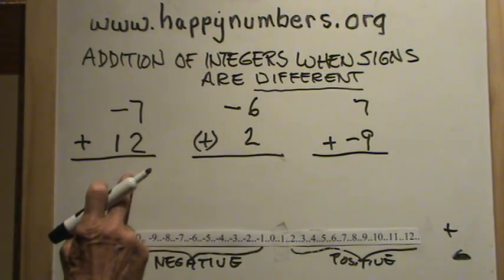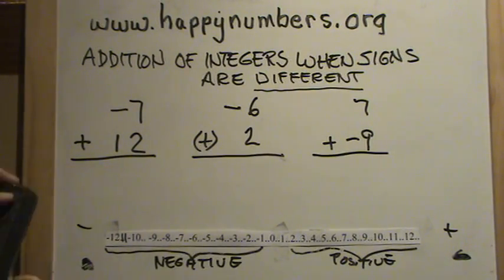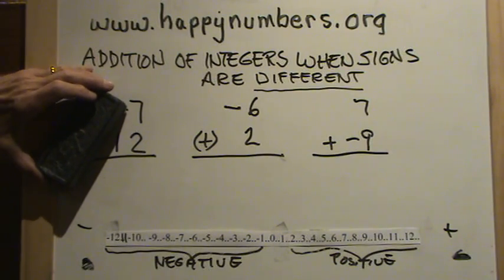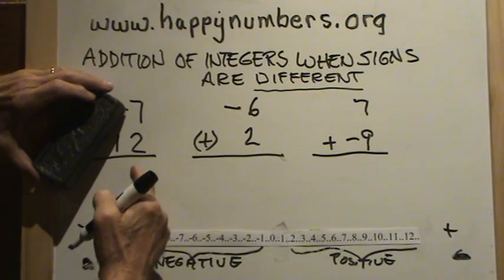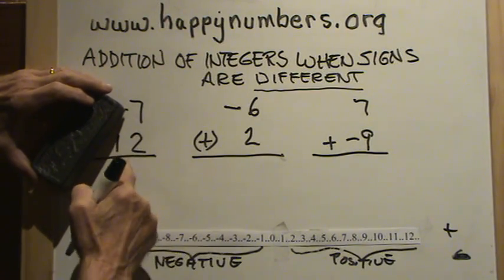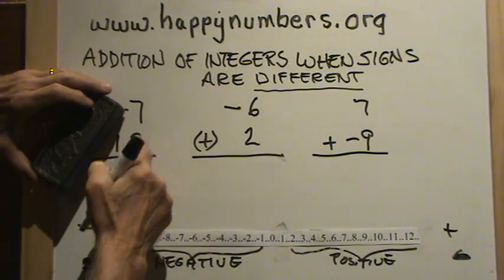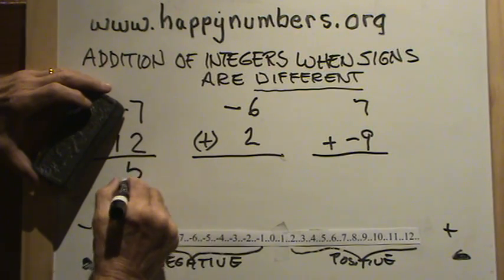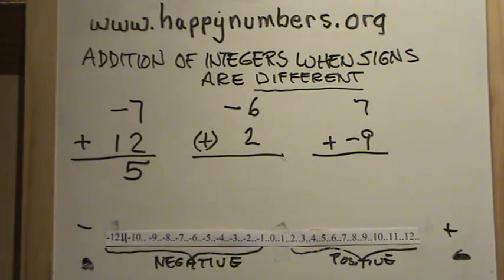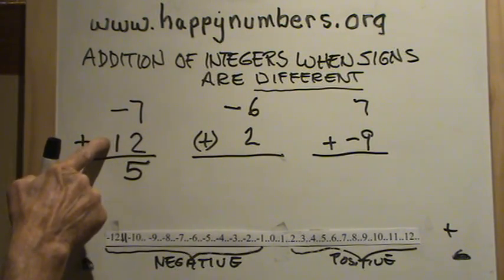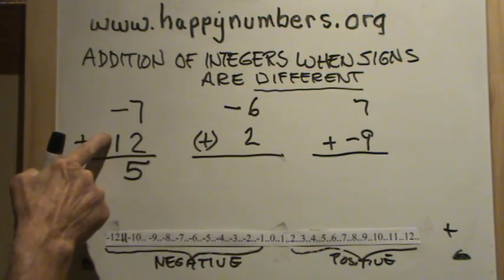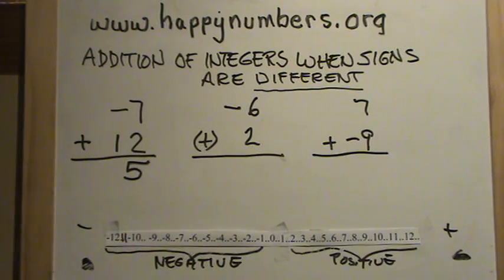Let's look at this one here. We ignore the signs. We take the smaller number from the larger number. So I'm going to take 7 away from 12. Well, if I have 12 and I take 7 away, I have 5. And now I use the sign of the larger number. Well, the sign of the larger number is 12, and we know that sign is positive, so it's a positive 5.